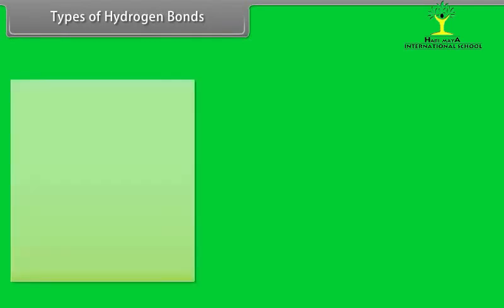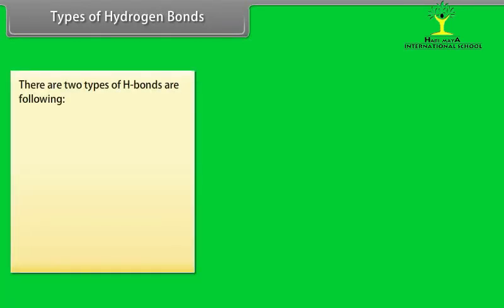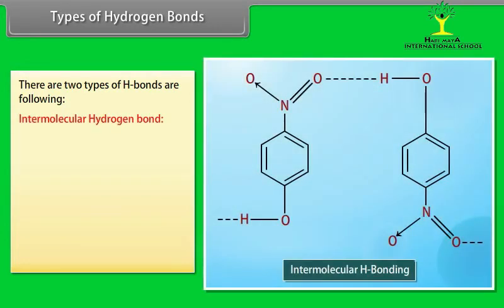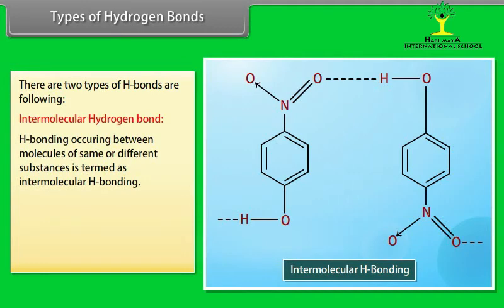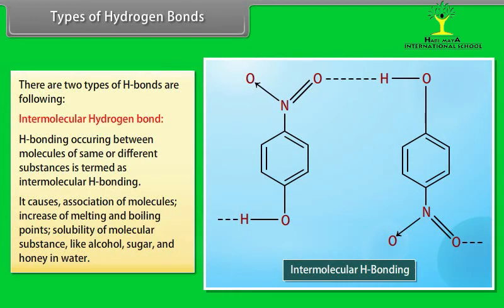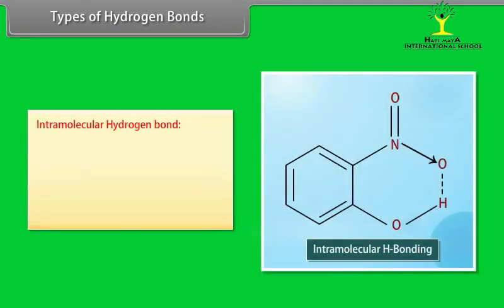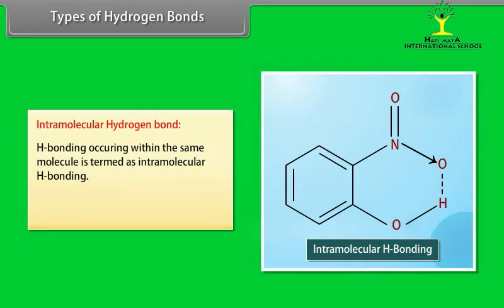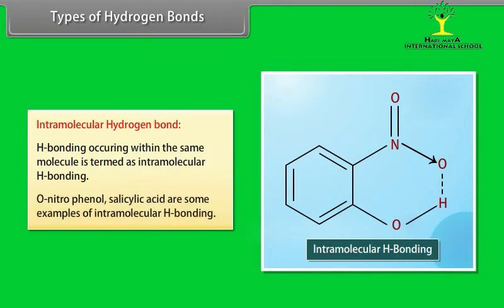Types of hydrogen bonds. There are two types of hydrogen bonds as following. Intermolecular hydrogen bond. Hydrogen bonding occurring between molecules of same or different substances is termed as intermolecular hydrogen bonding. It causes association of molecules, increase in melting and boiling points, and solubility of molecular substances like alcohol, sugar and honey in water. Intramolecular hydrogen bond. Hydrogen bonding occurring within the same molecule is termed as intramolecular hydrogen bonding. O-nitrophenol and salicylic acid are some examples of intramolecular hydrogen bonding.